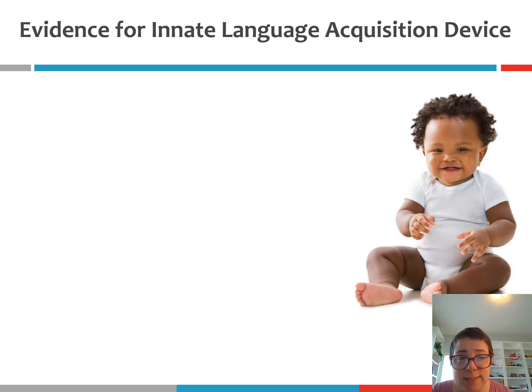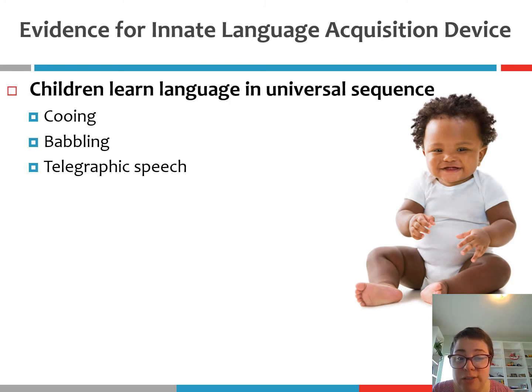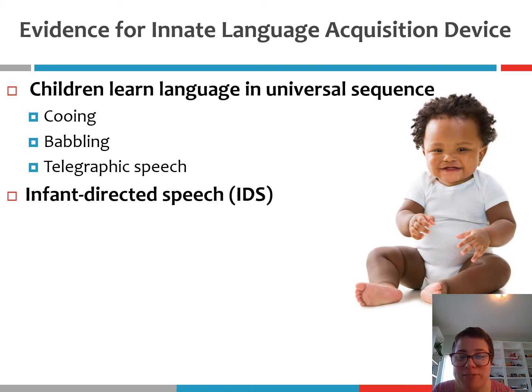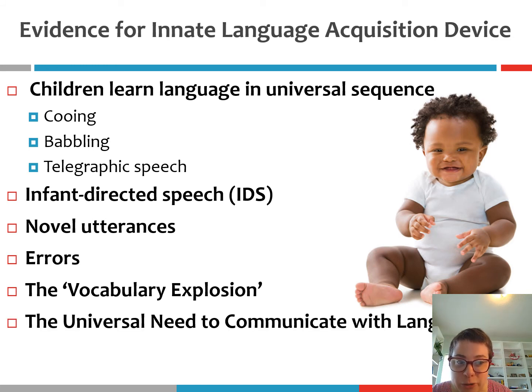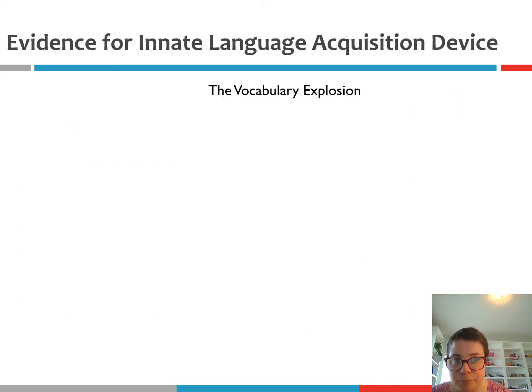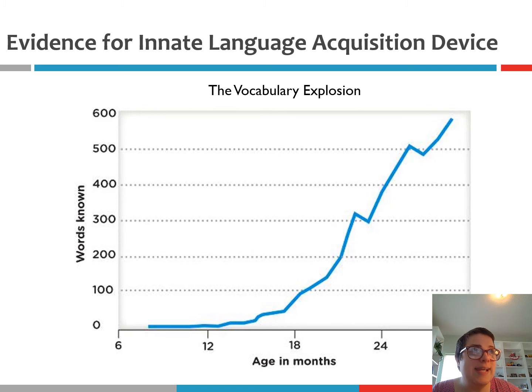Okay, so we've talked about the universal stages of language acquisition. We've talked about infant-directed speech. We've talked about novel utterances and overcorrection errors. And lastly, the last two pieces of evidence that we're going to explore are the vocabulary explosion and the universal need to communicate with language. Okay, so what is the vocabulary explosion?